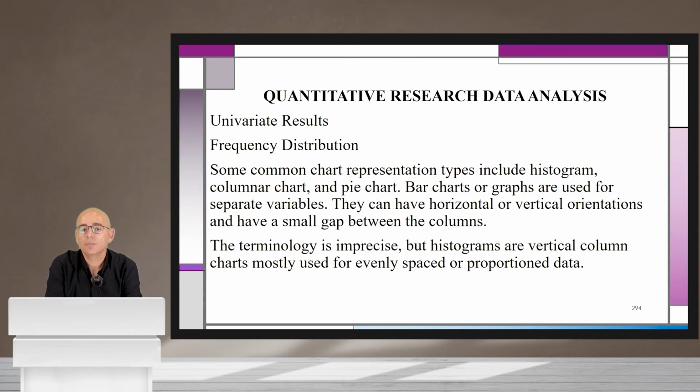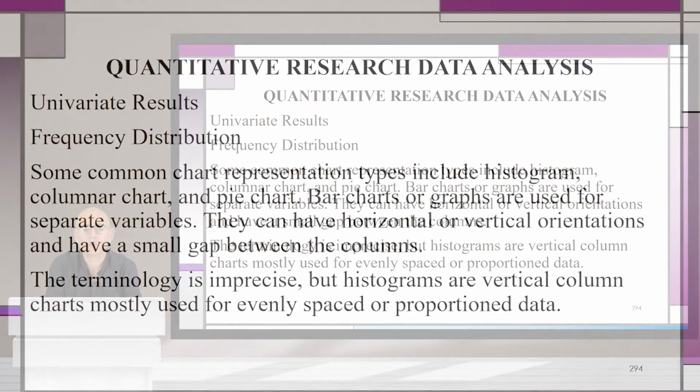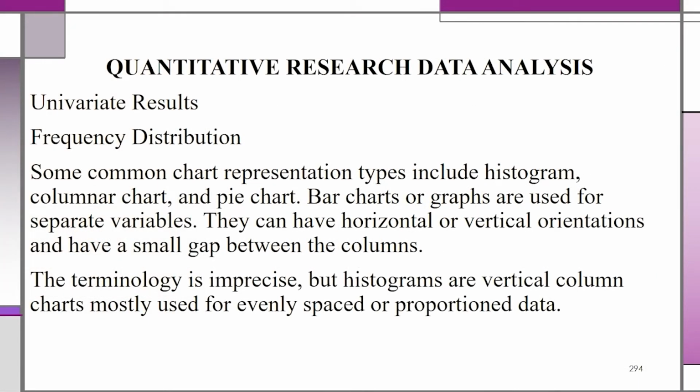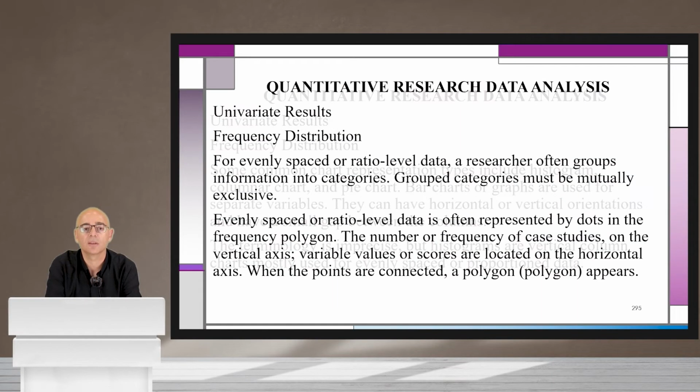Some common chart representation types include histogram, columnar chart, and pie chart. Bar charts or graphs are used for separate variables. They can have horizontal and vertical orientations and have a small gap between the columns. The terminology is imprecise, but histograms are vertical column charts mostly used for evenly spaced or proportioned data.